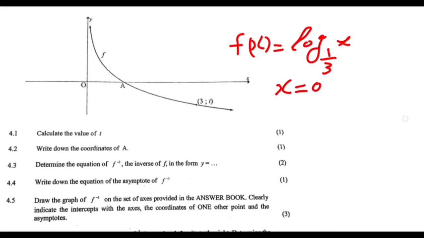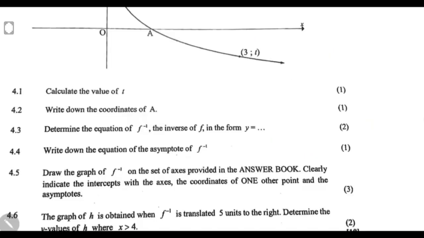So the f inverse of x asymptote will be, we must remember, we swap x and y, so it's going to be opposite, so it's going to be y equals 0. So this is my final answer.